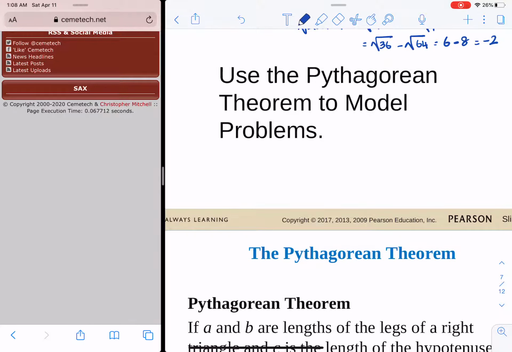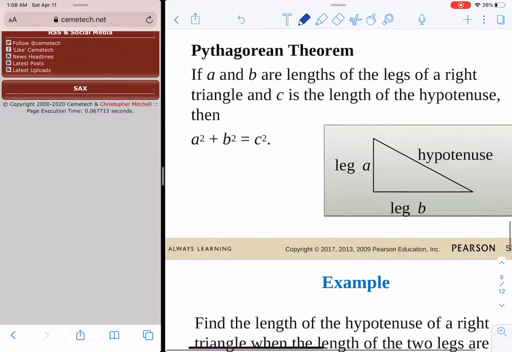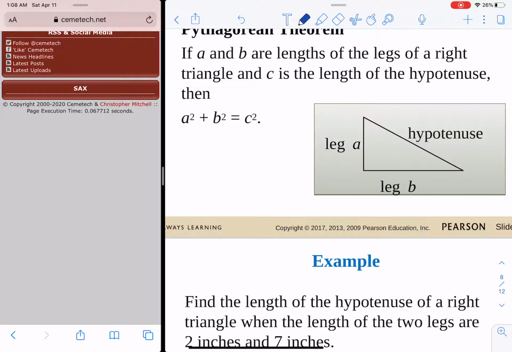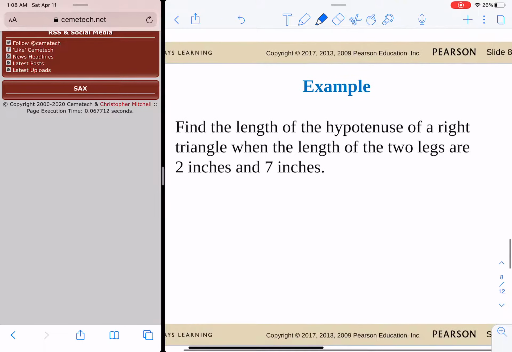So we are going to use the Pythagorean Theorem, and I mentioned the Pythagorean Theorem I believe in the previous video. The theorem is quite simple. We have a, the length of a triangle, and b is another length, and the diagonal here is the hypotenuse. And Pythagoras came up with this formula that a squared plus b squared equals c squared.